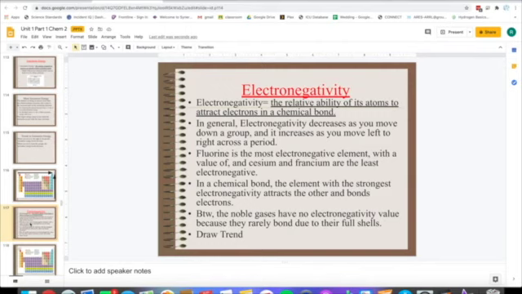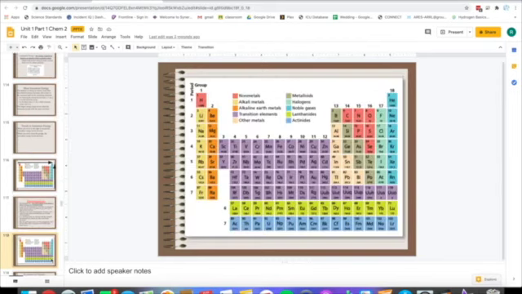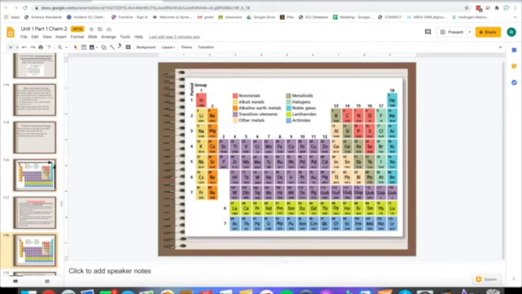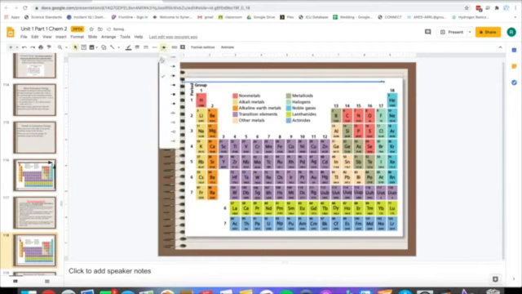So in a chemical bond, the element with the strongest electronegativity attracts the other atom's bonding electrons. Noble gases do not have any electronegativity because they are already happy with their electrons. They don't bond with anything else. They're loners. So this will look very similar to ionization up here, but there is a difference. So we'll draw our arrow across, but we'll stop right in front of francium, or fluorine, sorry.